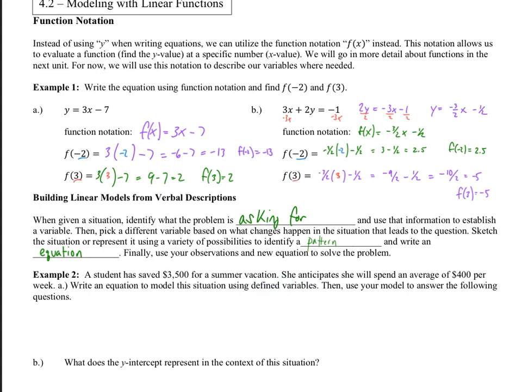It's usually one of the first things you have to do, saying like, x is going to stand for the cost of apples, or t is going to stand for the amount of time passed, right? So you're picking a letter and then saying what it stands for. It seems like a silly step, but it's actually really important. And then you're going to pick a different variable based on the changes that are happening that lead to the question. Like if t is standing for how much time has passed, then maybe c is how much it costs per hour to have a babysitter or something like that. So you maybe have c as your other variable for a cost.